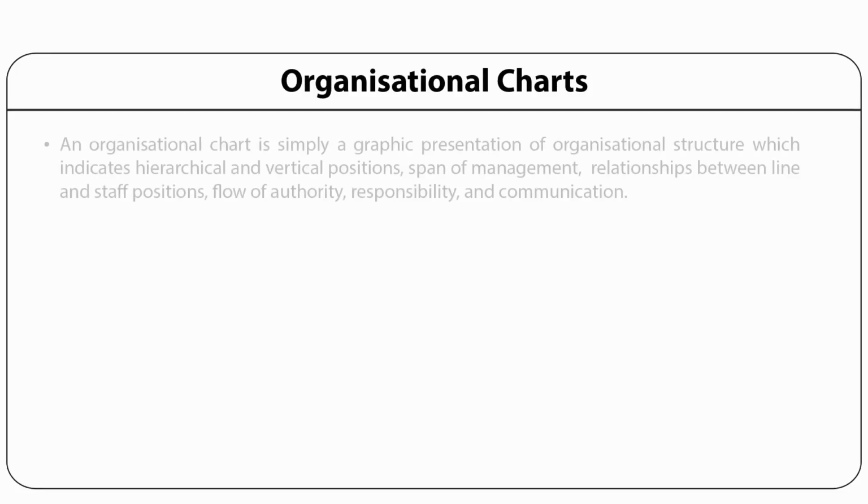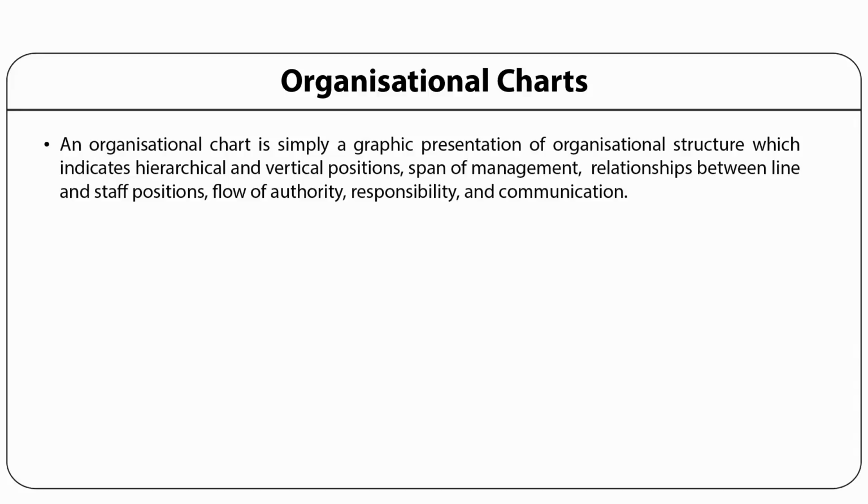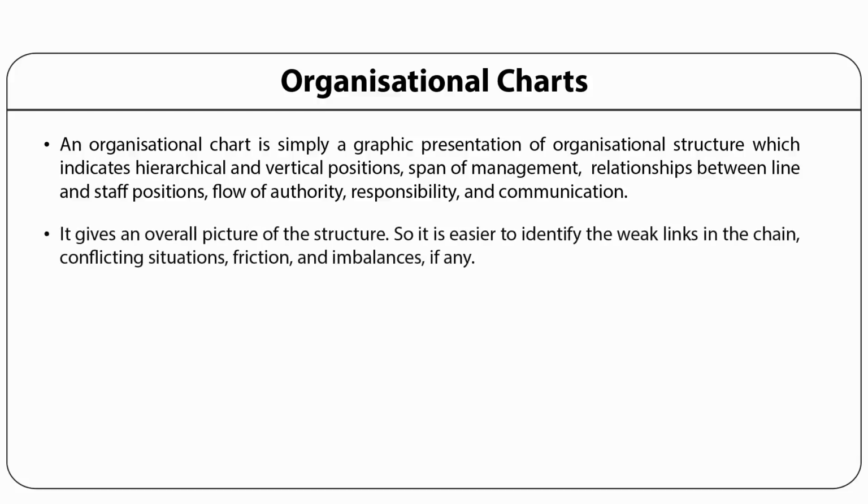There are some points which are to be taken into account while forming an organizational chart. First of all, what is an organizational chart? An organizational chart is simply a graphic representation of organizational structure which indicates hierarchical and vertical positions, span of management, relationship between the line and staff position, flow of authority, responsibility, and communication. It gives an overall picture of the structure, so it is easier to identify the weak links in the chain, conflicting situations, friction, and imbalances, if any. This exercise helps in restructuring the whole organization also.